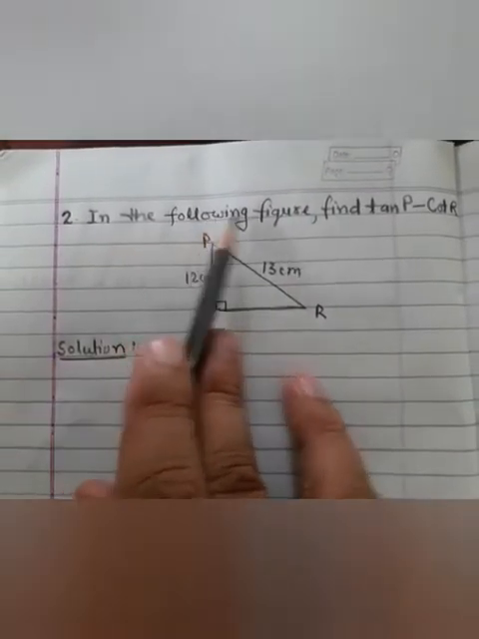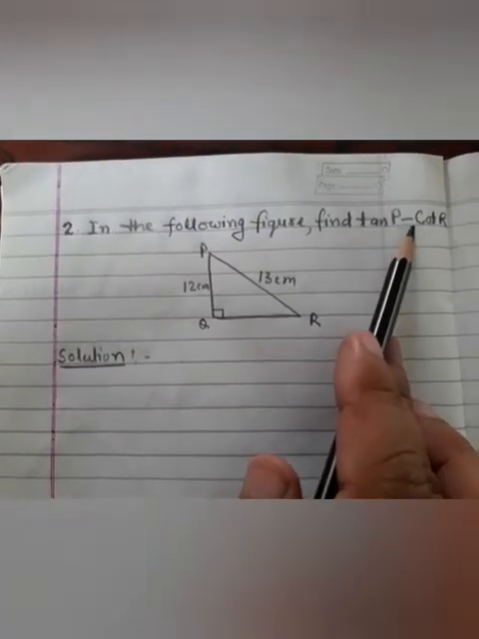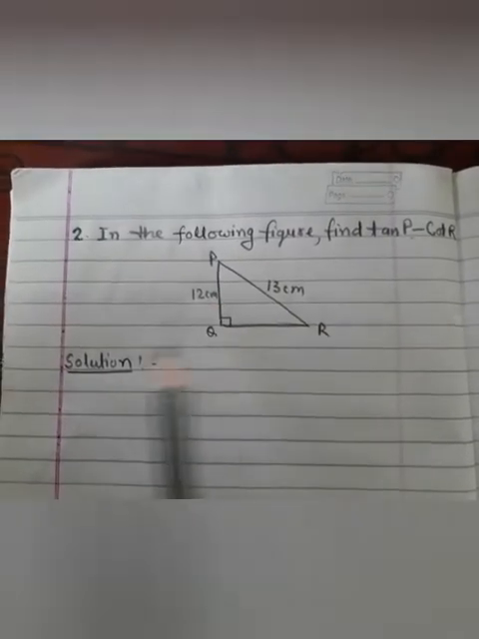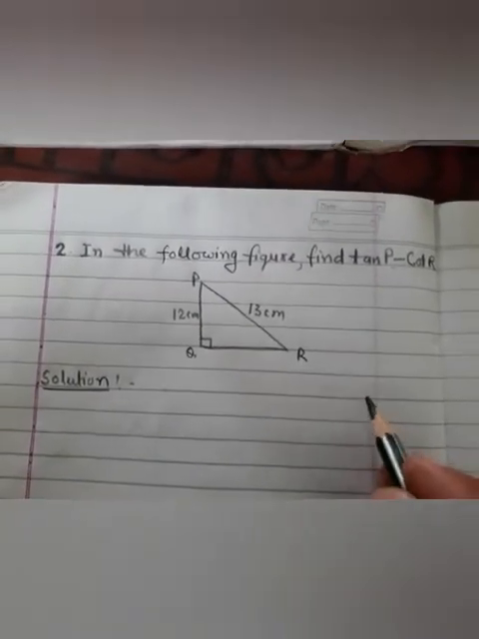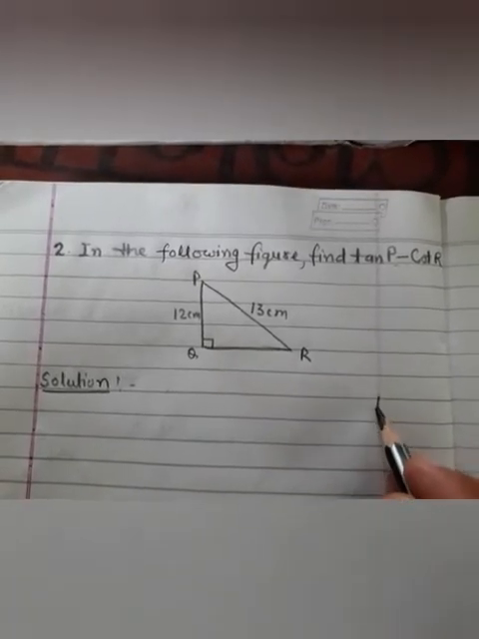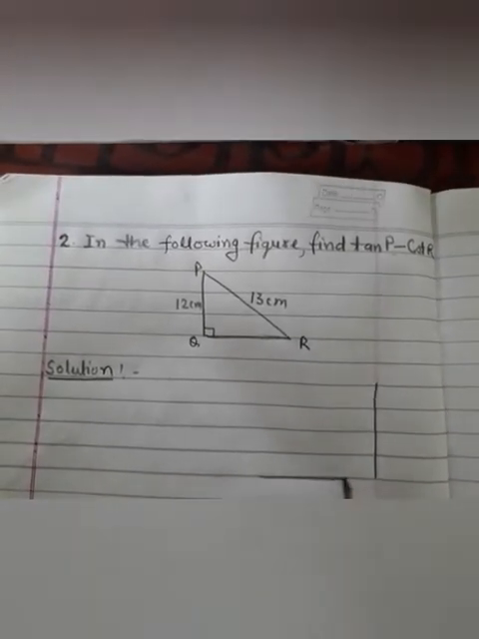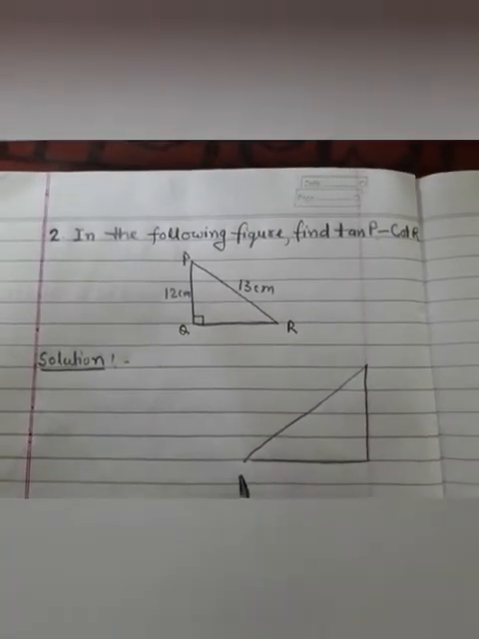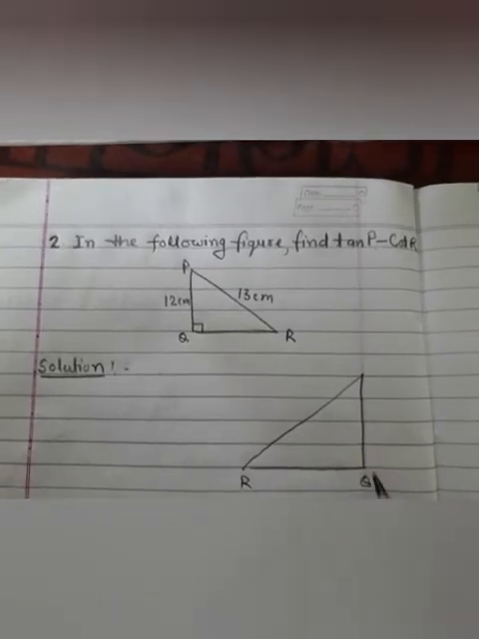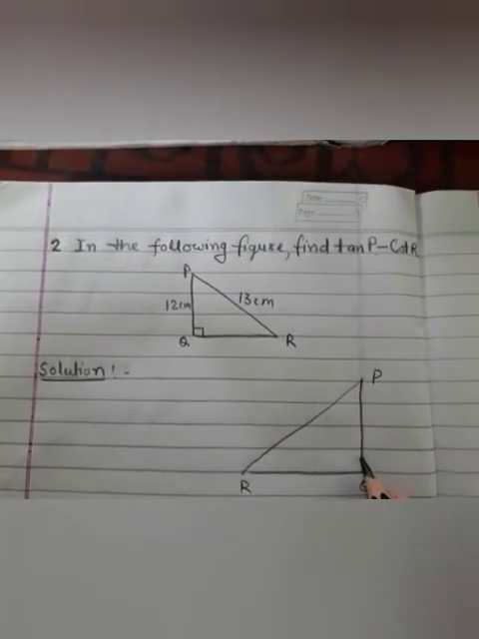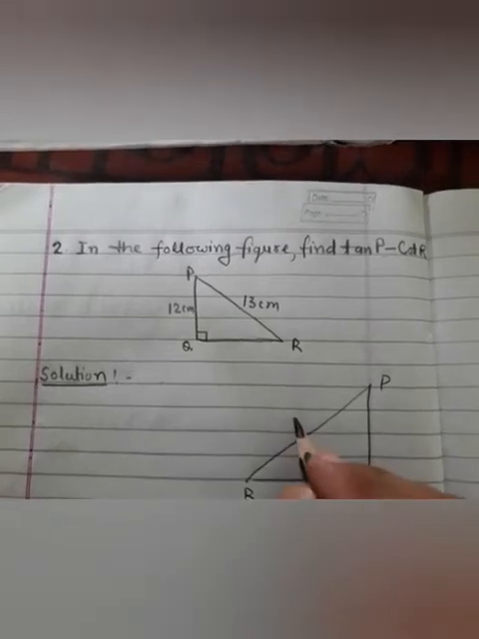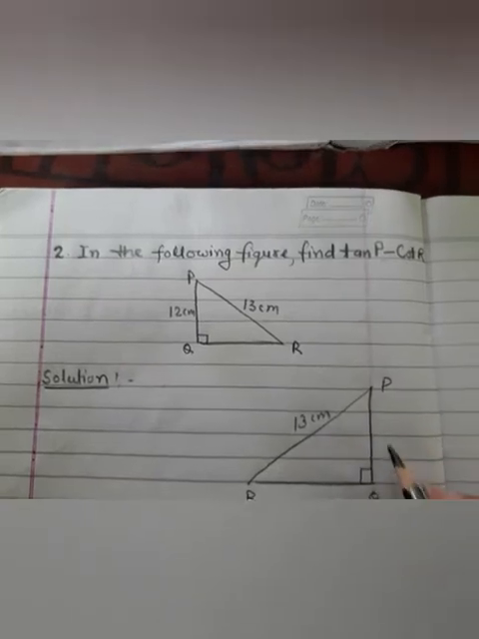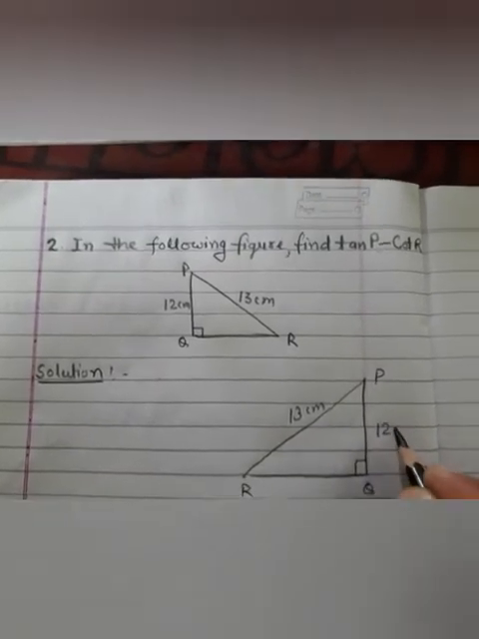We discuss another question. 8.1. In the following figure, find tan P minus cot R. Clear? This one is the figure given there. Now solution. First we draw the figure, right angle triangle at point Q. Draw in solution R Q P, and Q is 90 degree, and hypotenuse here is given 13 centimeter, and the perpendicular is given that 12 centimeter.